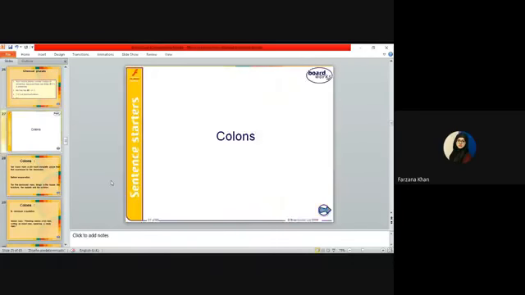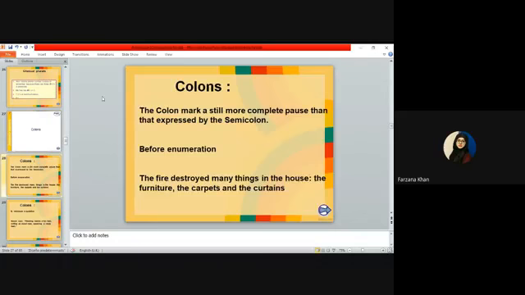The next punctuation mark is colons. Let me show you what colons are. You can see the 2 dots. This is basically the symbol or mark of colons. When we talk about the uses of the colon, basically it's a complete pause, but not a complete pause like the end mark. It doesn't mean the sentence is going to end here, but it is a stronger and more complete pause than a semicolon. So there are different uses of the colon.